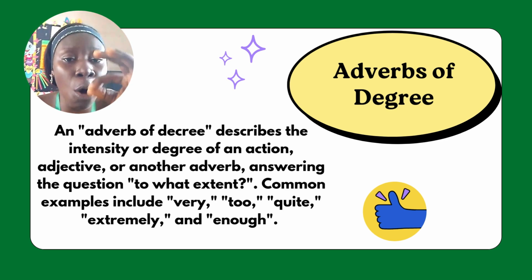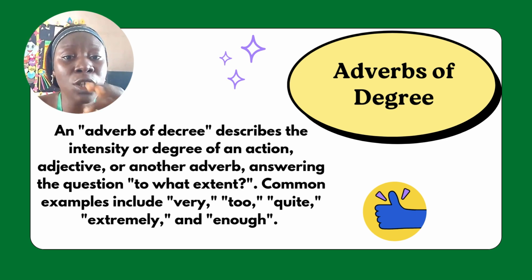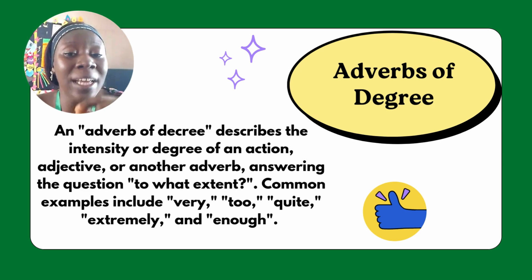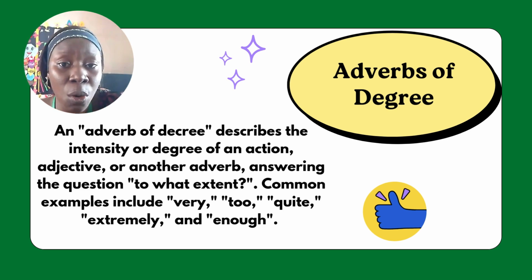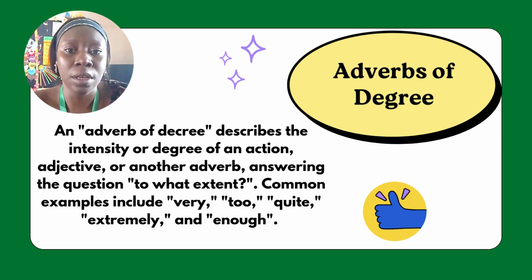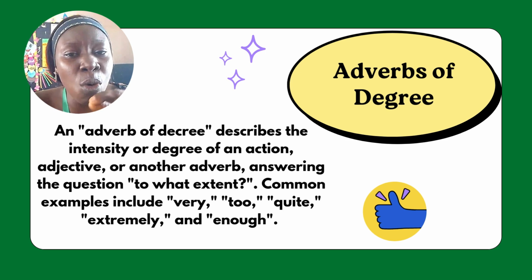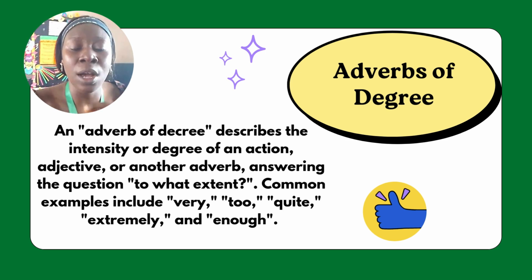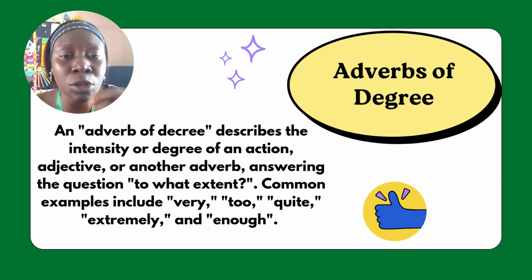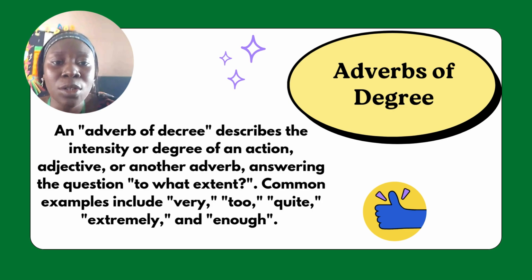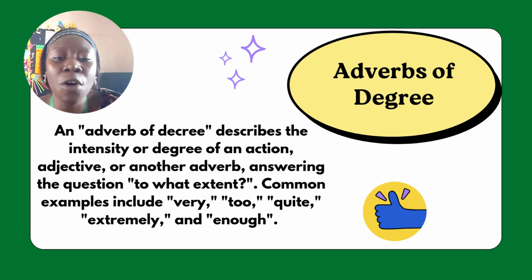The boy is so brilliant. You can say the boy is extremely brilliant. It is enough. That means you are trying to tell the person it's okay, it is enough. Do you understand? You can say, it is too much. That means what that person did was too much. So adverb of degree tells you to what extent a particular thing happened. Let's move on to the next slide.